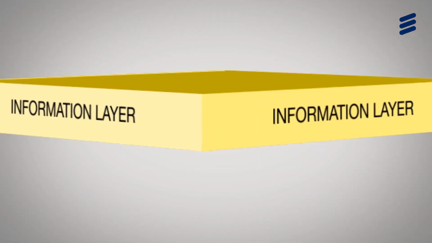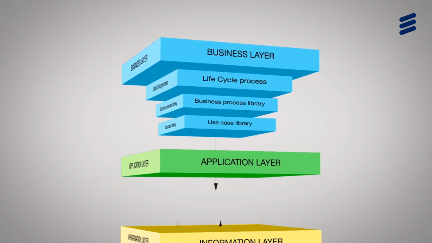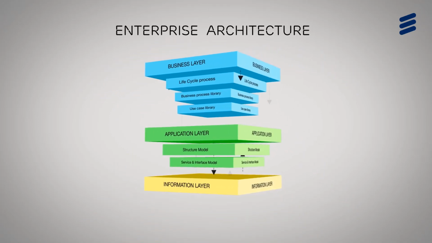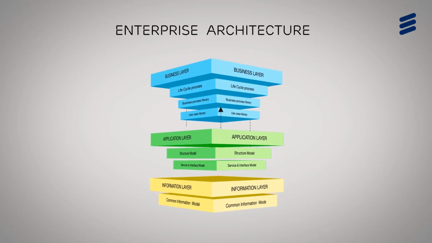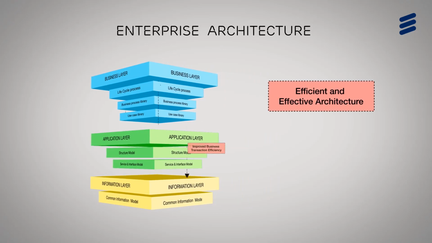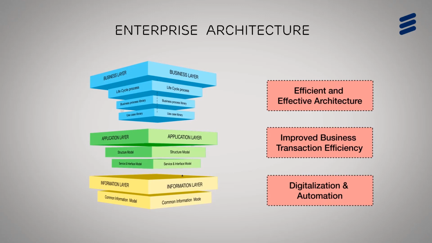To summarize, business layer with lifecycle, business processes and use cases. Application layer with structure, service, and interface models, and information layer with common information model, put together provides us effective architecture for increased business efficiency with a lot of automation possibilities.